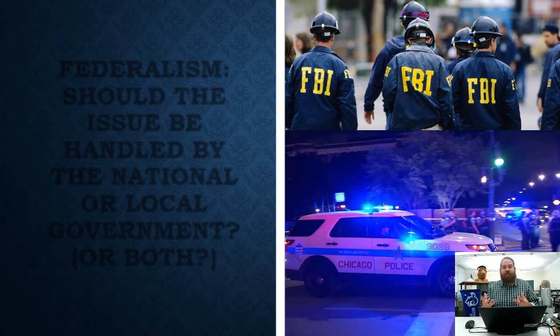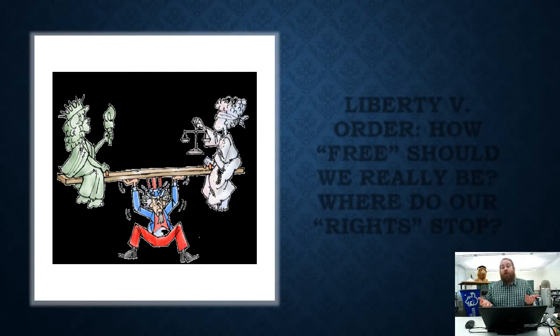For instance, something like gang violence. That involves both federal, state, and local officials working together. And so we argue, though, what is the role of the federal government versus the states on all these issues? We fight over our rights.